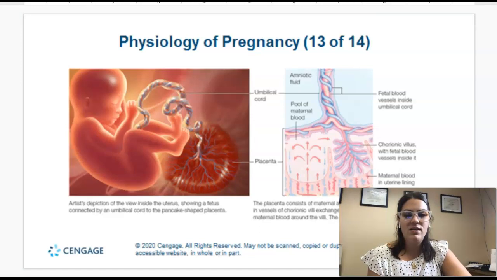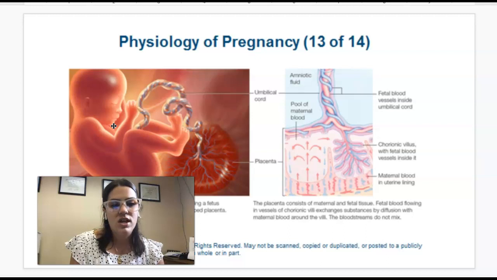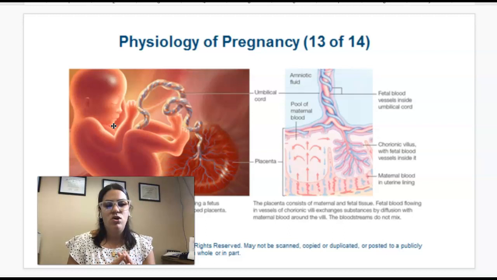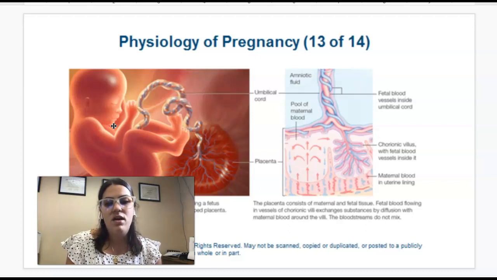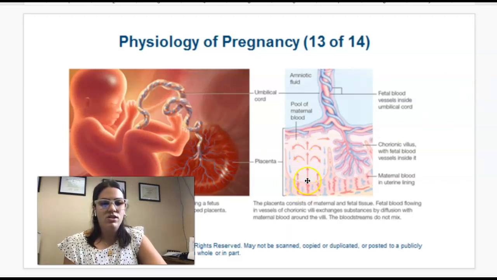Alright, so what is the placenta? This is a picture that's taken out of your textbook that you can look at right here. But the placenta is the place where substances and nutrients can be exchanged between mom and baby. The important thing here is that the bloodstreams don't mix. They can diffuse across the membrane, but the blood of the baby and the blood of the mom do not mix. So you see here where it's going out and where we're diffusing in. These are going to be separate.